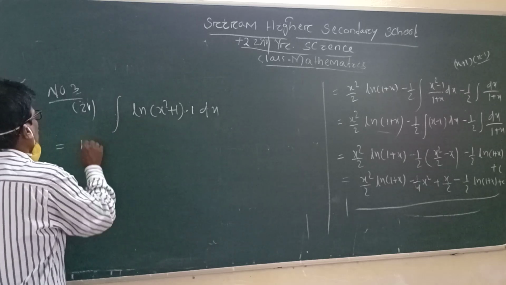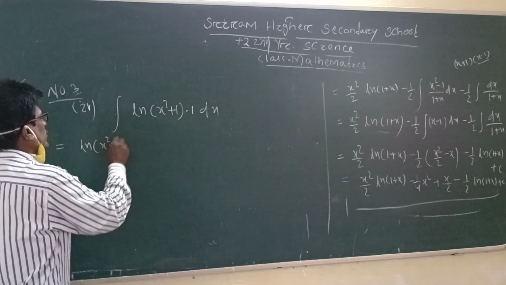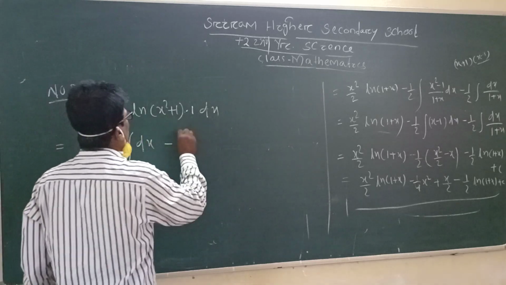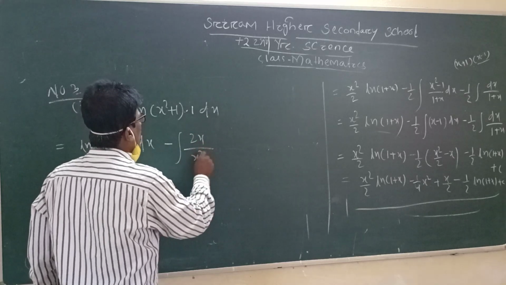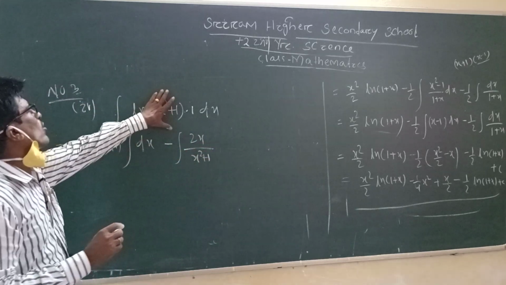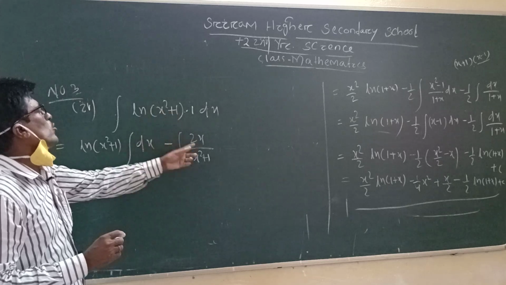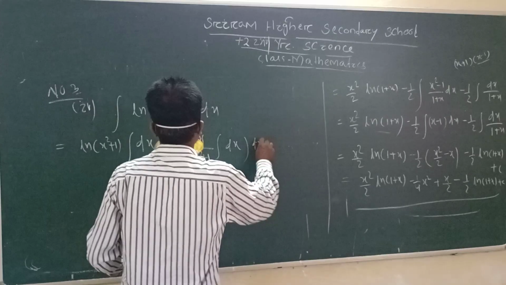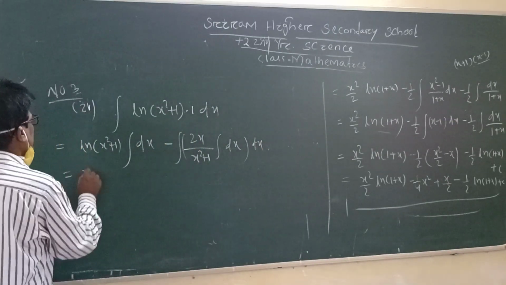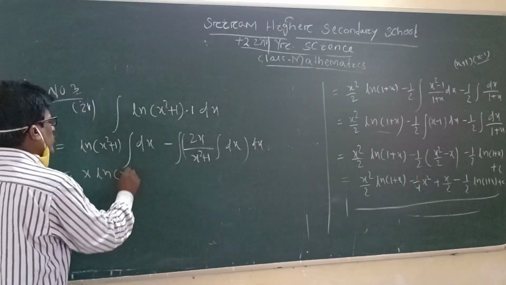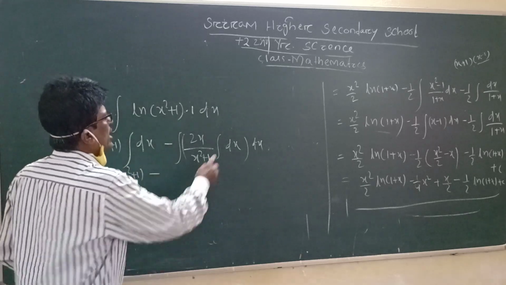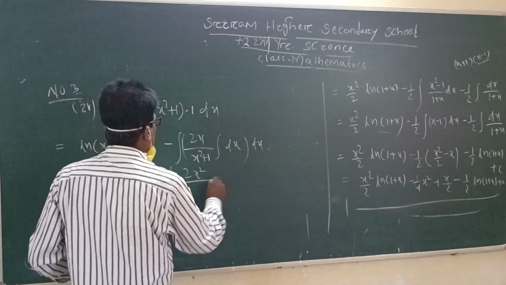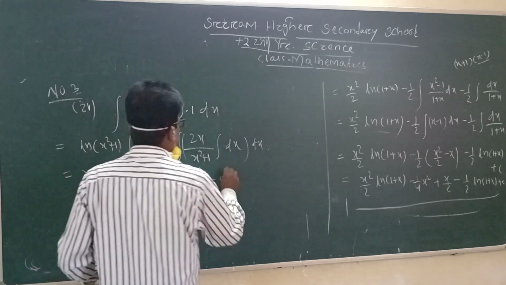So the first function ln(x square plus 1) is kept constant, integration of dx, minus derivative of ln(x square plus 1) is equal to 2x by x square plus 1. Put z equal to x square plus 1, derivative of ln z is 1 by z and derivative of z is equal to 2x. Then integrating over dx whole dx. You look, integration is equal to x ln(x square plus 1) minus integration of x times 2x by x square plus 1 dx.